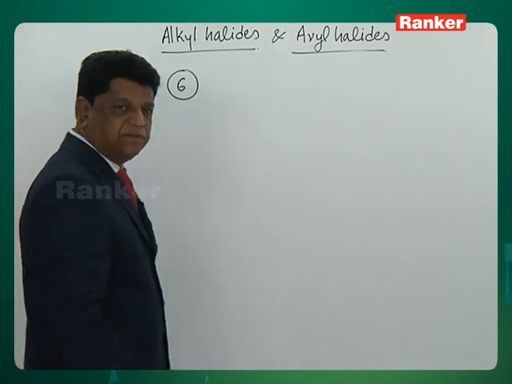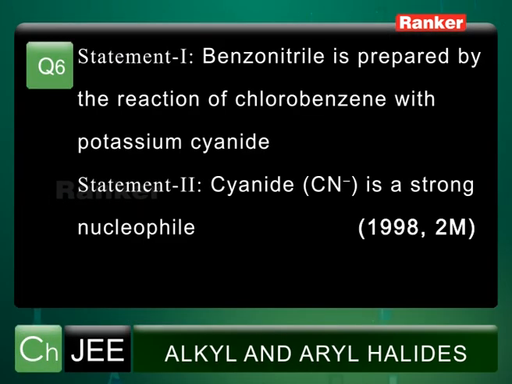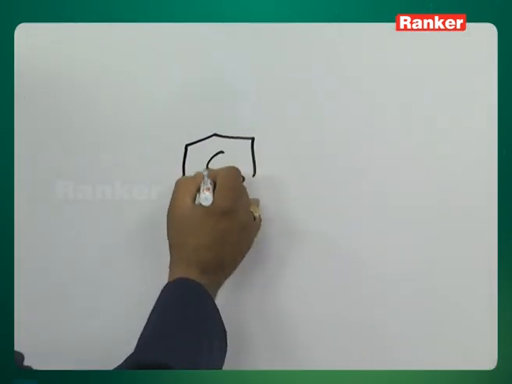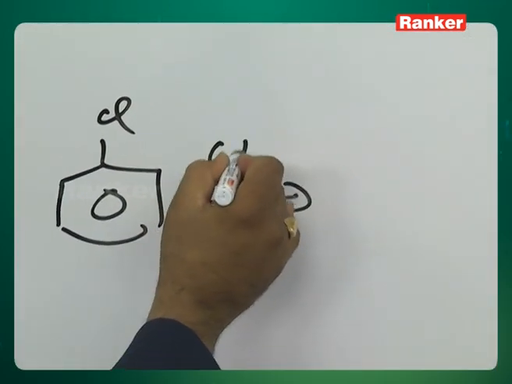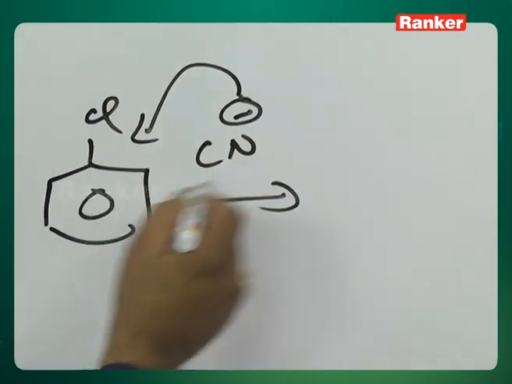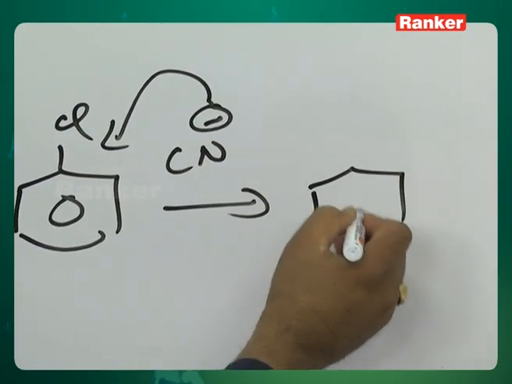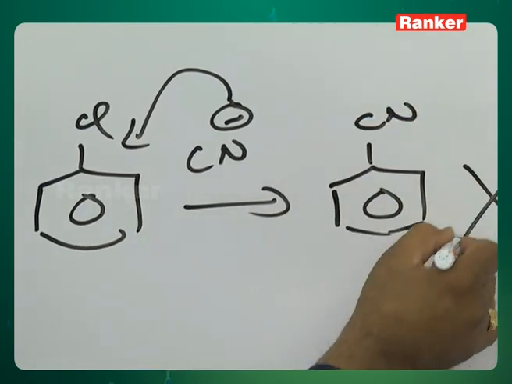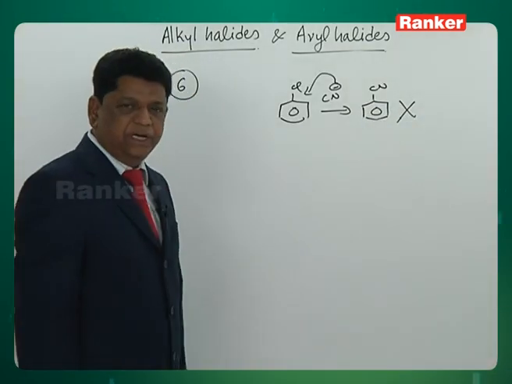Let us go for the 6th question. Statement 1: benzonitrile is prepared by the reaction of chlorobenzene with potassium cyanide. Statement 2: cyanide anion is a strong nucleophile. For the first statement, with chlorine on benzene, nucleophilic substitution reaction is a tough reaction. So the replacement to get benzonitrile is wrong. This statement is wrong.